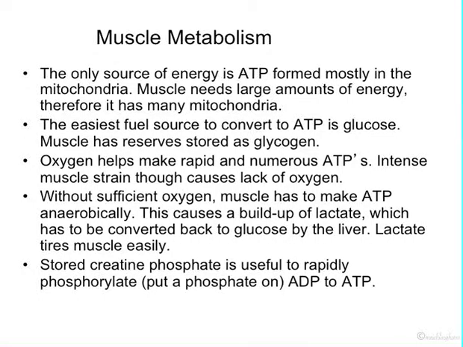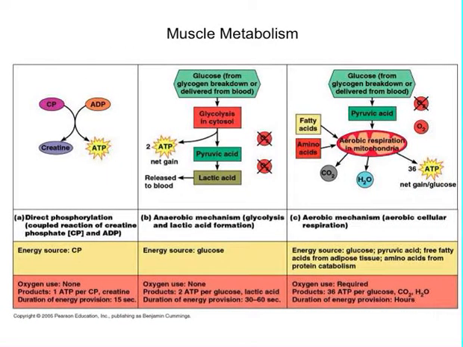We're looking at muscle metabolism. The only source of energy is ATP, and that's formed mostly in the mitochondria. Muscle needs a large amount of energy, so therefore it has many mitochondria. The easiest fuel source is making ATP from glucose. So the muscle has a large storage space of glycogen, which is stored glucose, the glucose chains. They're stored in the liver and in the muscle, a little bit in part of the brain, but the muscle is a big one, so we always have that glucose available.